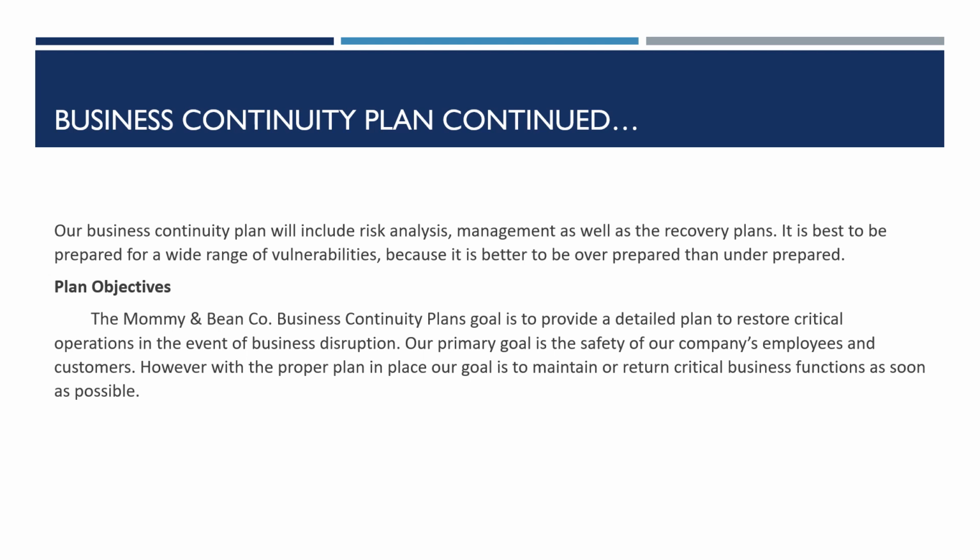So our business continuity plan will include risk analysis, management, as well as recovery plans. We want to be prepared for a wide range of vulnerabilities because we feel that it's better to be over-prepared than under-prepared. Our primary objective with Mommy and Bean Co. is to provide a detailed plan to restore critical operations in the event of business disruption. Our main goal is always the safety of our employees and our customers. However, with the proper plan in place, our goal is to always maintain or return critical business functions as soon as possible.